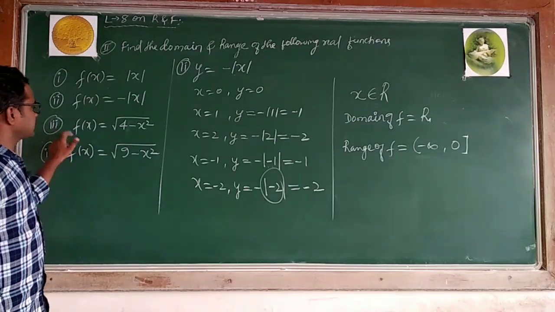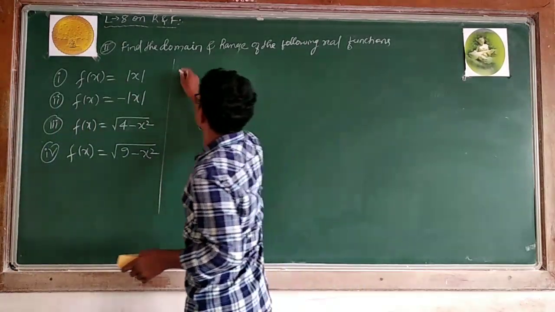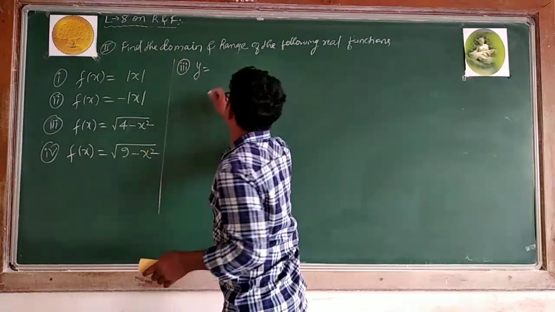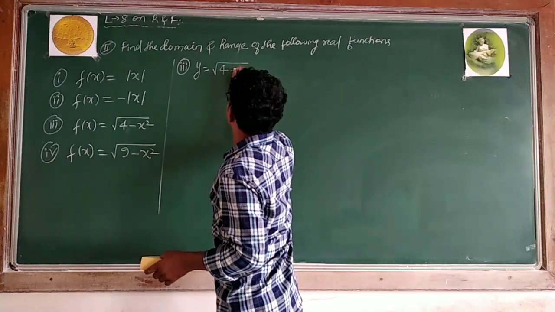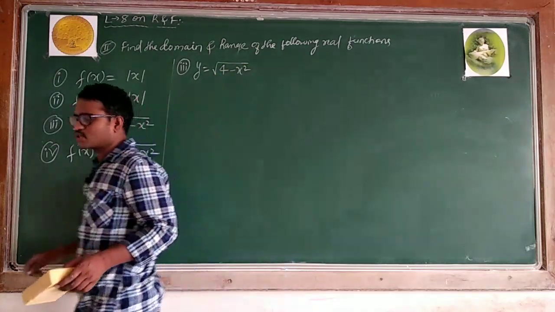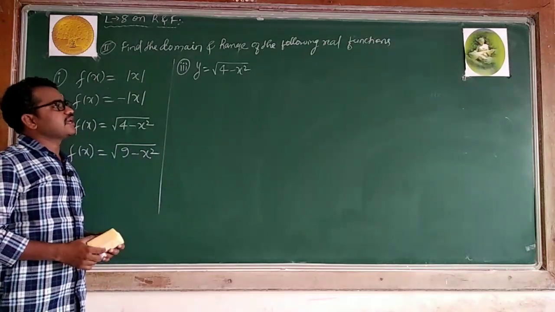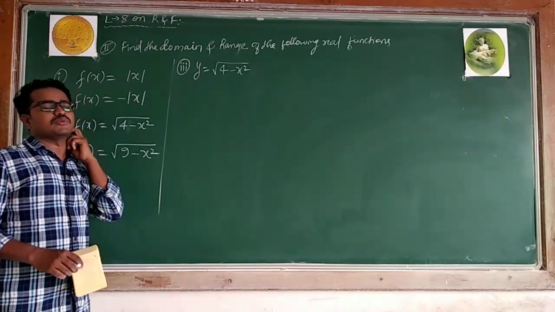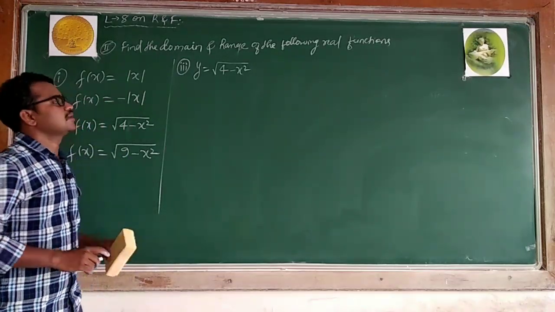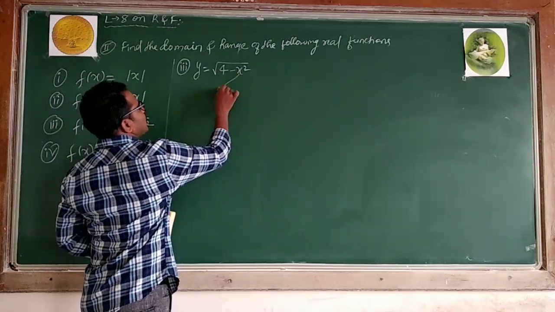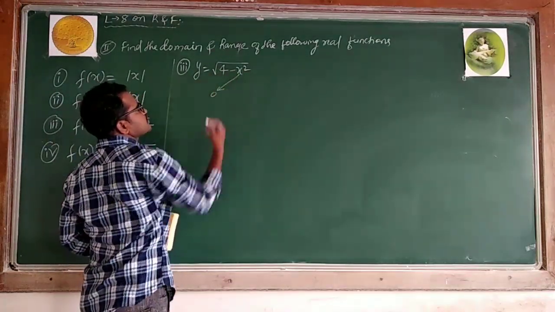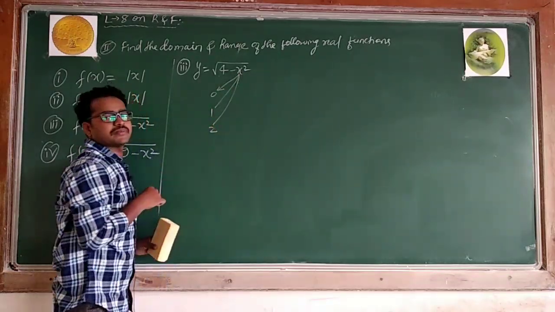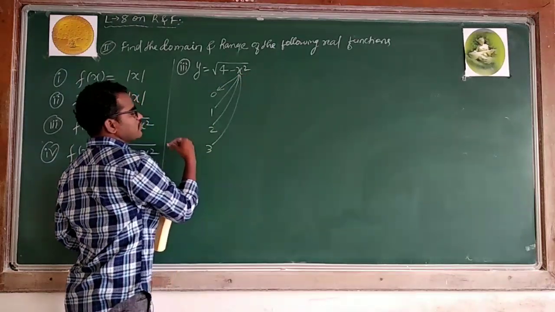Yeah, I will take the third. The third one is given as y is equal to f of x, which is root of 4 minus x square. With 4 minus x square, you have to take x values such that the value under the root is positive. If x is 0, no problem. If x is 1, no problem. X is 2, no problem. X is 3, a problem arises here.